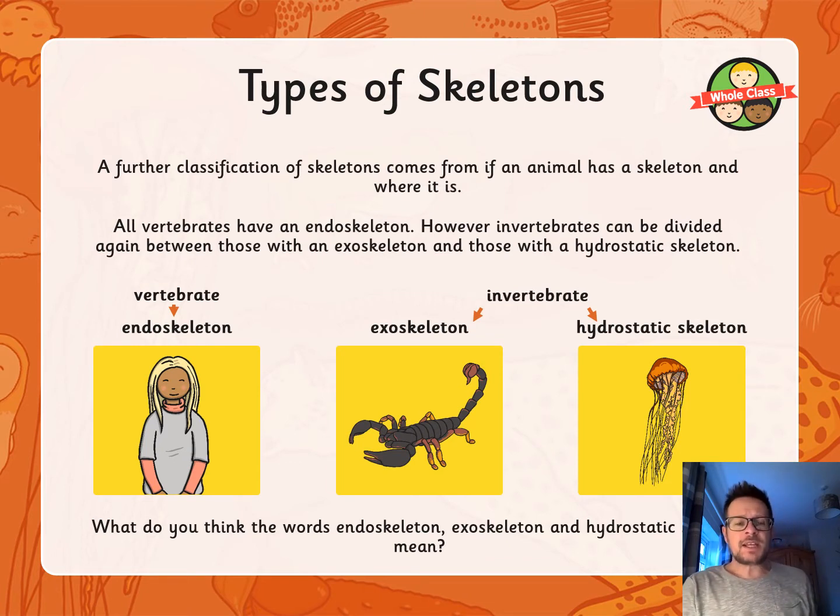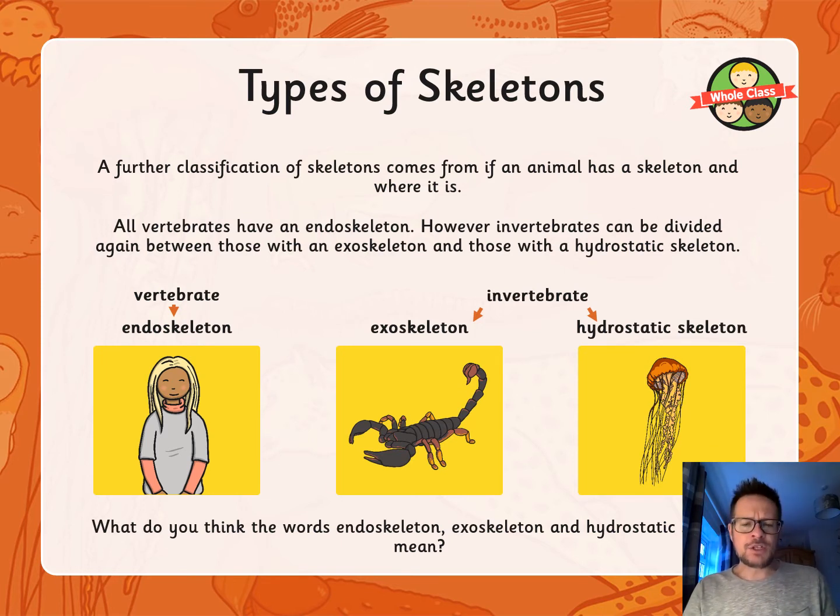So it says a further classification of skeletons comes from if an animal has a skeleton and where it is. All vertebrates have an endoskeleton. However, invertebrates can be divided again between those with an exoskeleton and those with a hydrostatic skeleton. And then that's just the question. What do you think the words endoskeleton, exoskeleton, and hydrostatic mean?